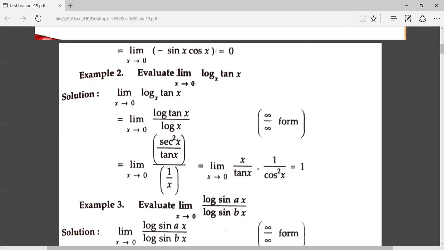So the limit of log tan x to base x is 1 as x tends to 0.